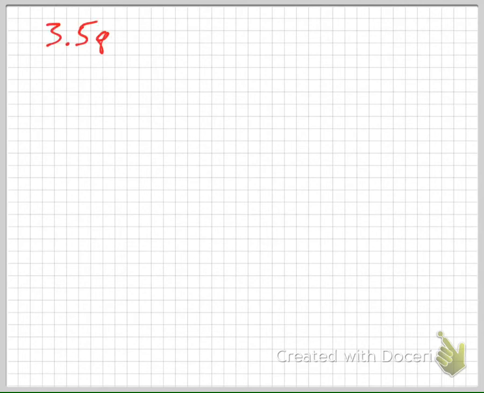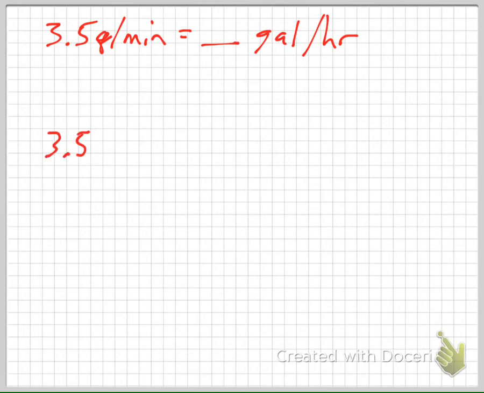3.5 quarts per minute equals how many gallons per hour. So write down what you know, and then start multiplying by 1 in whatever form is going to help you. Do that right now. Remember, you're going to take what you know, 3.5 quarts per 1 minute, right?